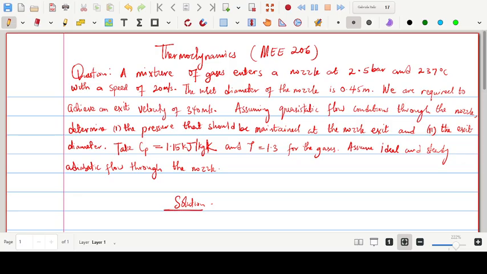When I hear nozzle, one of the first things that comes to my mind is that the inlet velocity will be less than the outlet velocity. In fact, the outlet diameter will be less than the inlet diameter. Also, the area of the inlet will be greater than the area of the outlet. Alright, let's continue with the question.